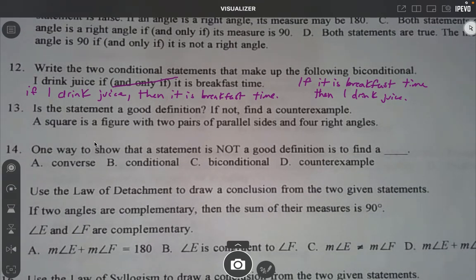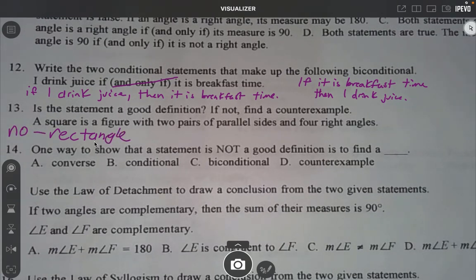Is this statement a good definition? If not, give me an example, a counterexample. A square is a figure with 2 pairs of parallel sides and 4 right angles. It's not, because you're missing that they're all the same, right? The same. So, a rectangle. So you would say no, a rectangle. Yeah, I got that one exactly.